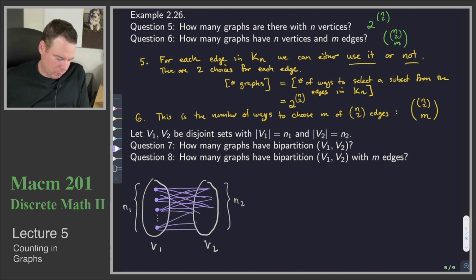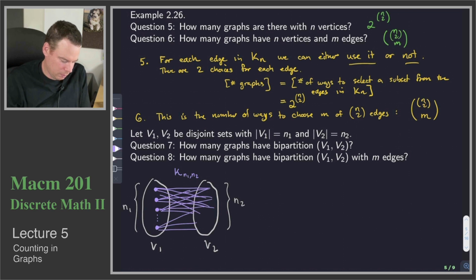And what we want to do is count how many graphs have bipartition v1, v2. So what I've drawn here is all the possible edges. So this is K_{n1,n2}. Now how many graphs have this bipartition? Well, each graph would be just determined by which edges it was using. Of all of the possible edges it had to choose from, we want to select the edges that will make our graph.